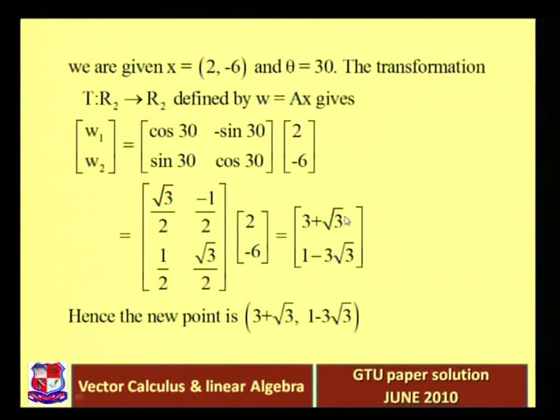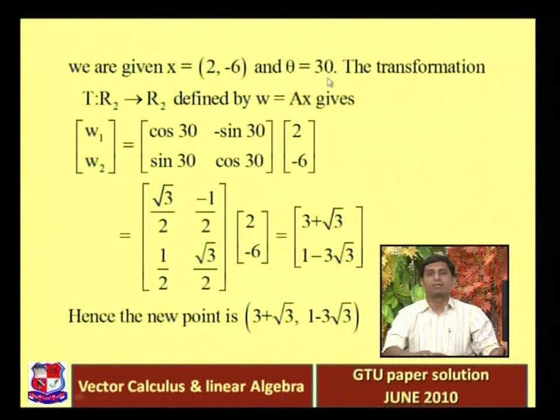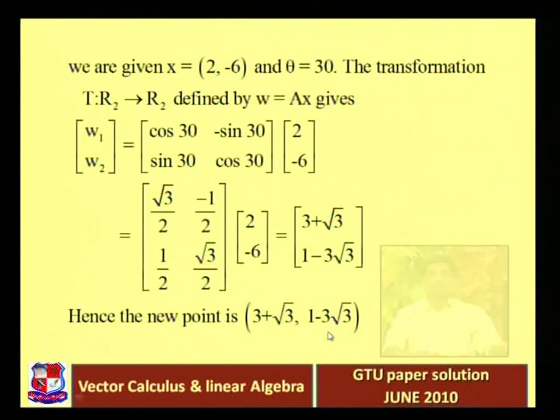So when we rotate this vector in the counterclockwise direction with the angle theta equal to 30, our new point, our new vector, we will get 3 plus root 3 and 1 minus 3 root 3. So this is the answer. Okay. Next question, question 6a. This question 5 is completed now.